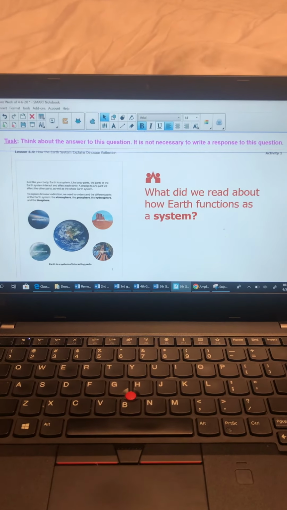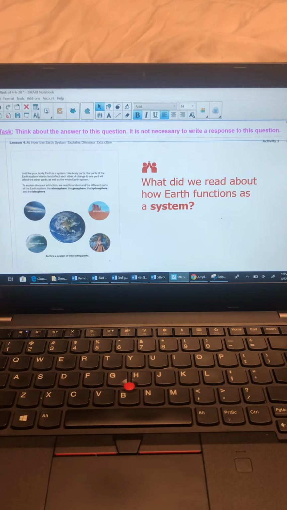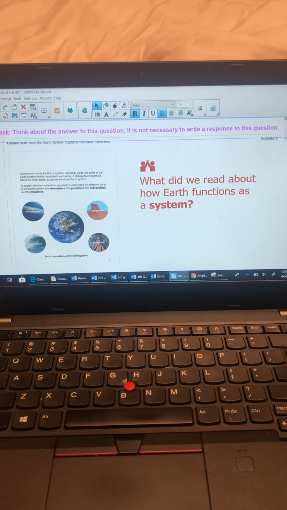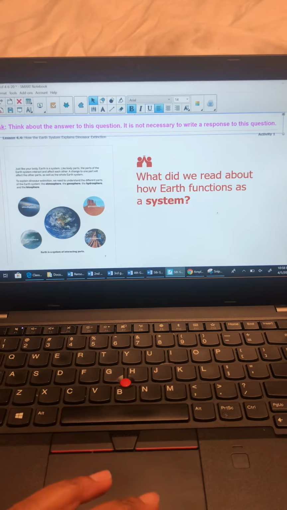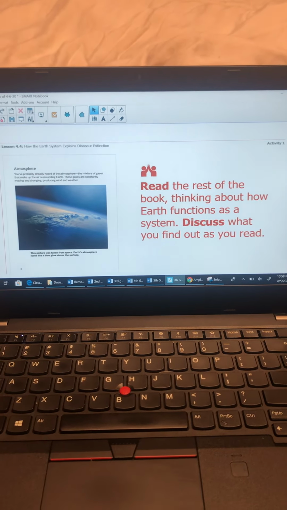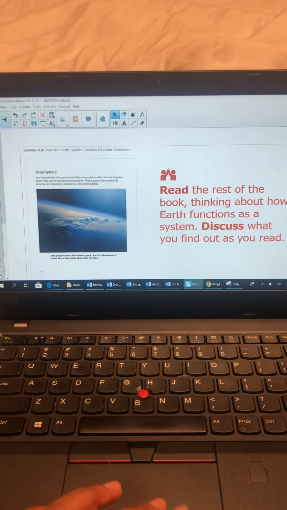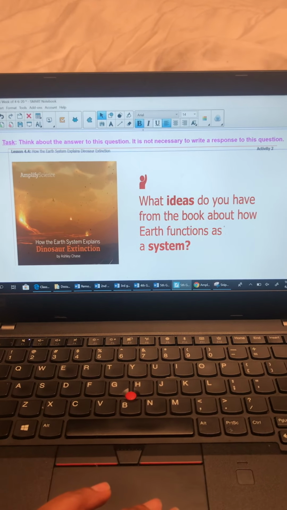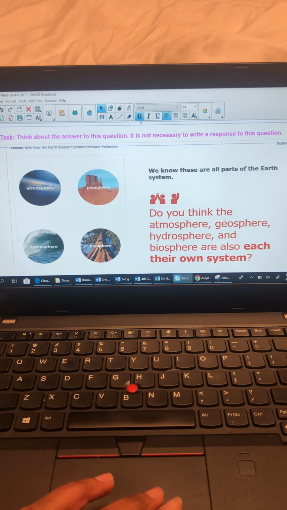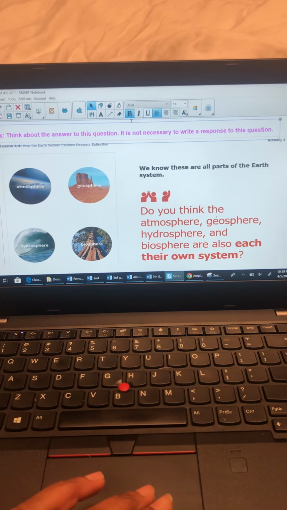Once you read pages 4 through 7, it says, what did we read about how Earth functions as a system? Just think about the answer to this question. Again, it's not necessary for you to write a response. You're going to read the rest of the book thinking about how Earth functions as a system. Discuss what you find out as you read. What ideas do you have from the book about how Earth functions as a system? Do you think the atmosphere, geosphere, hydrosphere, and biosphere are all each their own system?